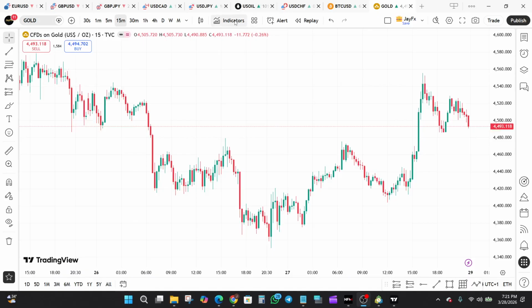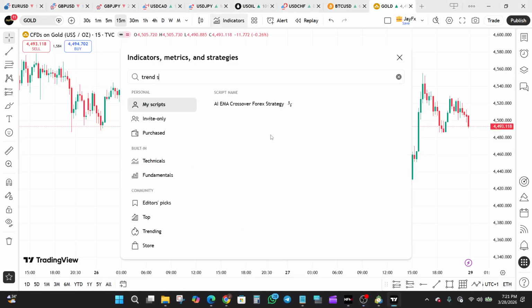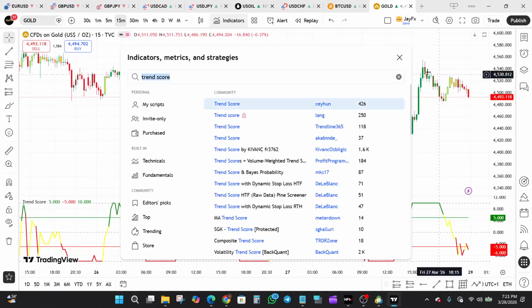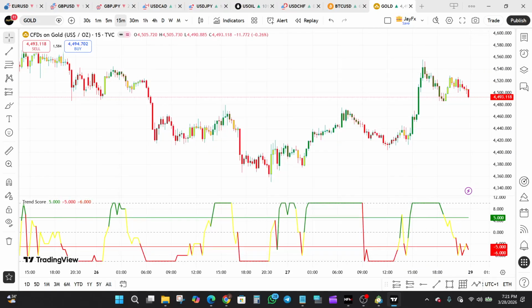All right, so let us start by adding the indicator to the chart. Okay, the trend score indicator, so we can see how the indicator looks. It's quite an interesting indicator that helps us identify the prevailing momentum in the market.